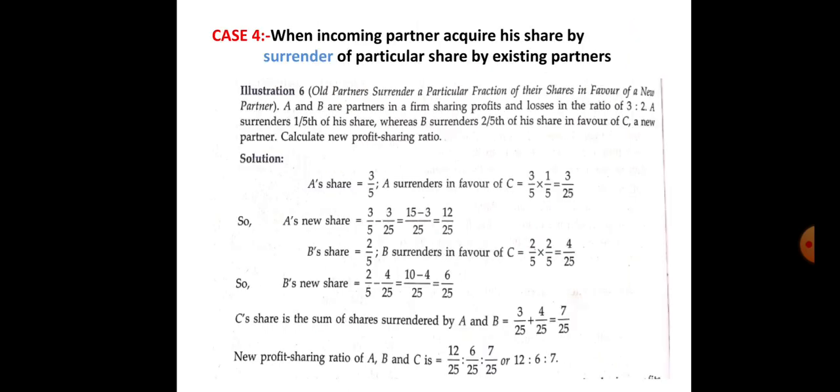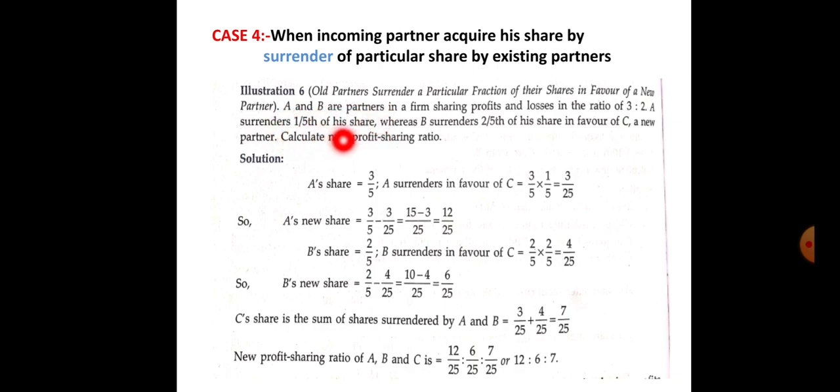Now what about case number 4? In case number 4, we will see a word, surrender. It means in this question some amount would be surrendered by the existing partner in their existing ratio. Like, A and B are the partners in the firm, sharing profit and losses in the ratio of 3:2. A and B are the existing partners, their existing ratio is 3:2. A surrenders 1/5 of his share. Be careful: A surrenders 1/5 of his share.